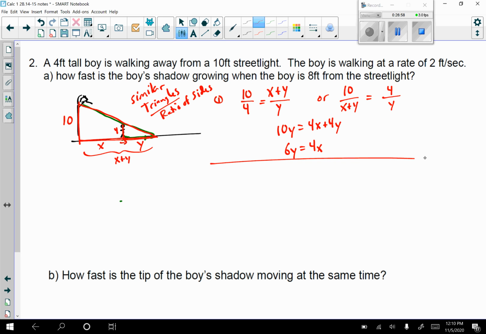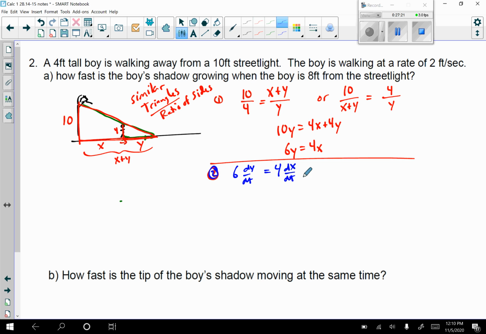So these shadow problems do come out to be an easy equation. We just have to remember how to do ratios of sides to get there. Let's go to step 2. Step 2 is going to be find the derivative. Well, 6y, that's just going to be 6 dy/dt, and 4 dx/dt on the other side. Nice, easy derivatives to do.